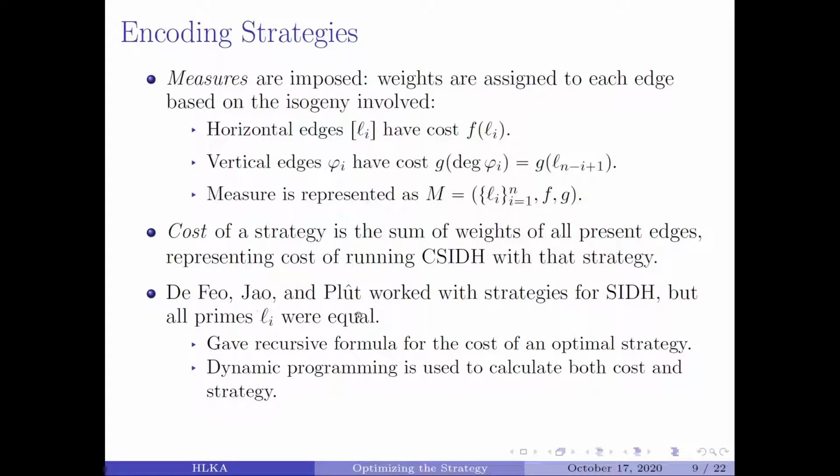As it turns out, De Feo, Zhao, and Plût already analyzed strategies in great detail for CSIDH. Theirs was a little different there because all of the primes that they used were equal to each other, whereas all of our Li are distinct here. But they pretty much solved the problem entirely. They gave a recursive formula for the cost of an optimal strategy, and they were able to use dynamic programming to calculate both the cost and give a representation of the strategy itself.